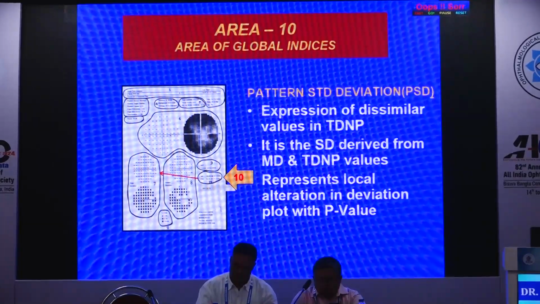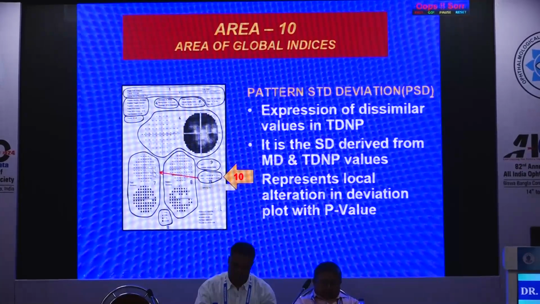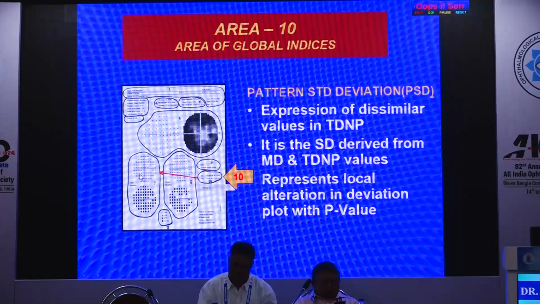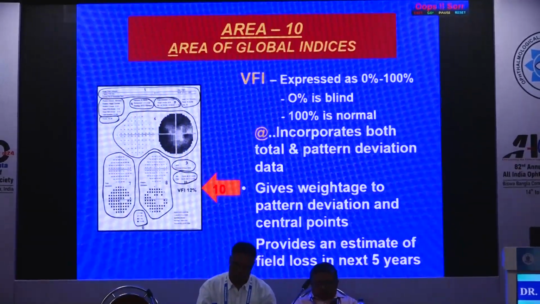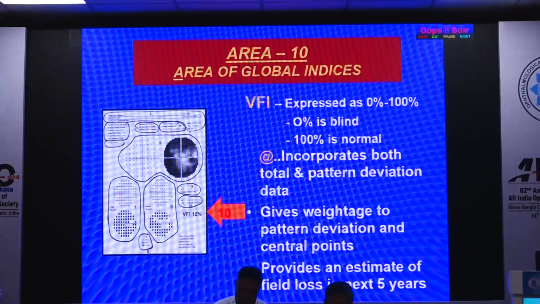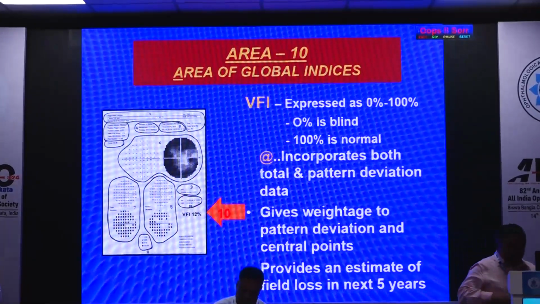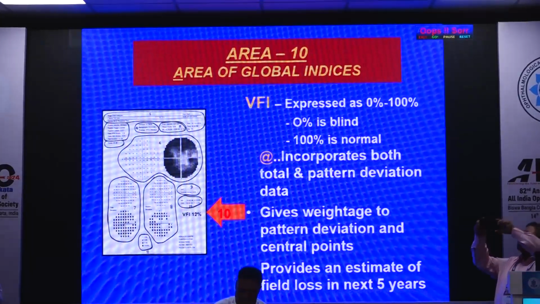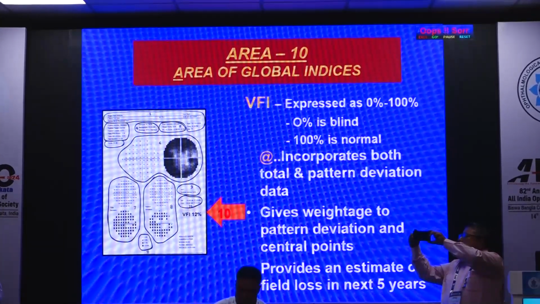Pattern standard deviation is the difference between the mean deviation number and the pattern deviation number individually. So if there is a larger difference, the larger will be the PSD, and the larger are the chances that the field will be glaucomatous. The third, which has been incorporated around a decade back, is the visual field index, which is expressed as 0 to 100%. 0% means blind, 100% means normal. It incorporates both the total and the pattern deviation data. It gives weightage to the pattern deviation and central points, and provides an estimate of field loss in the next 5 years.